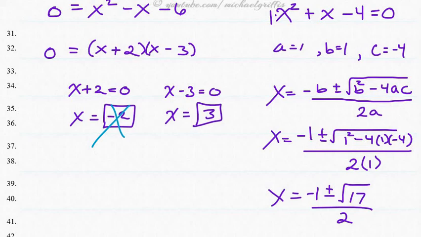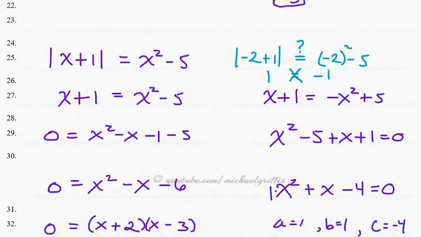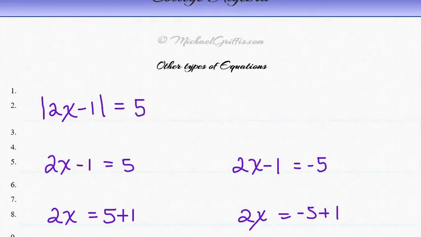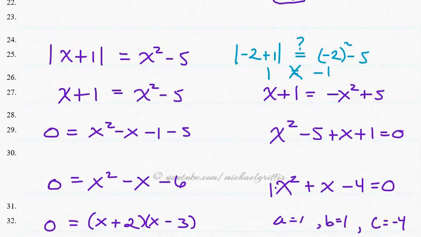You plug 3 in. The absolute value of 3 plus 1 is 4. Plug 3 in. 3 squared is 9, and 9 minus 5 is 4. So yes, 3 is a solution.